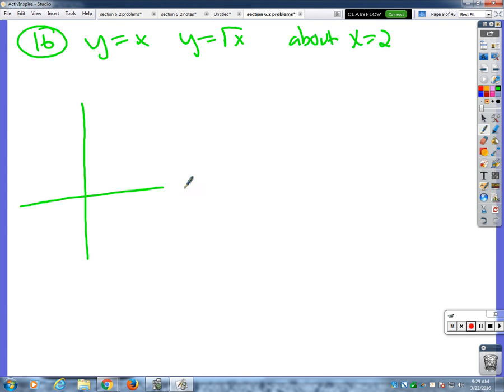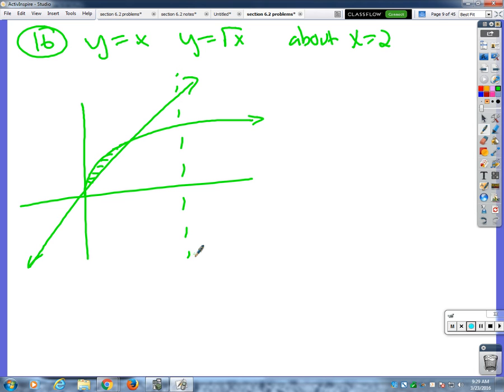Okay. It's about the density. We don't subtract anything. So y equals x. Y equals the square root of x. And we're going around x equals 2. So taking this little thing right here, and we're rotating it around x equals 2.